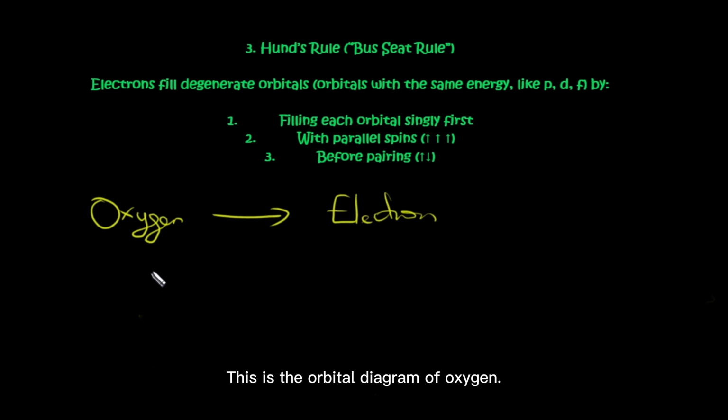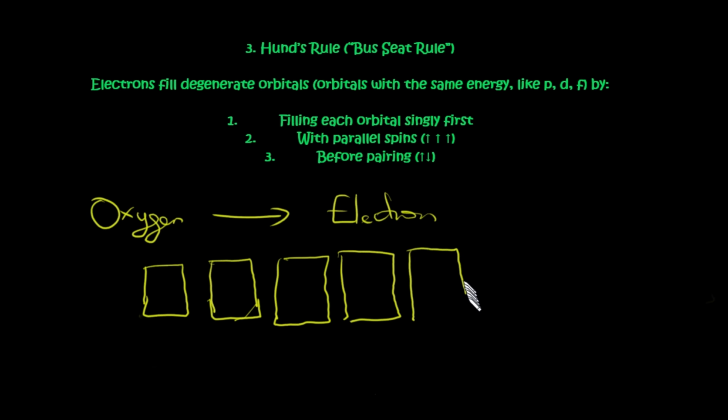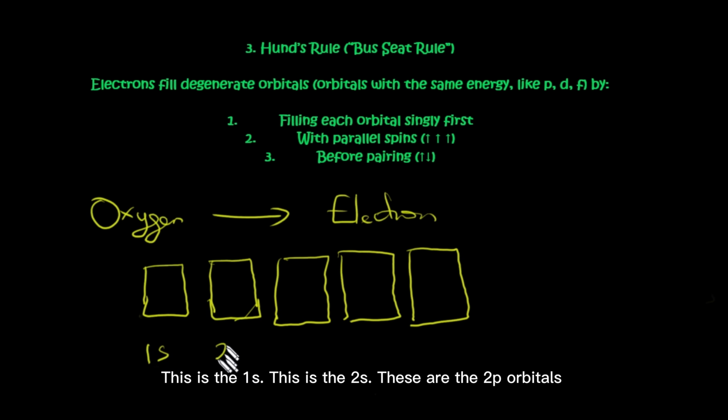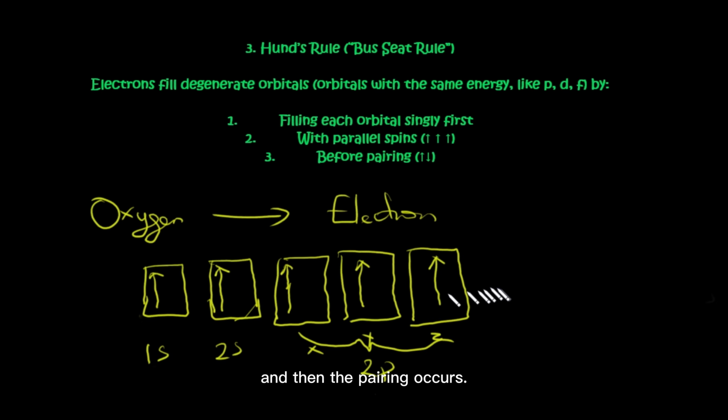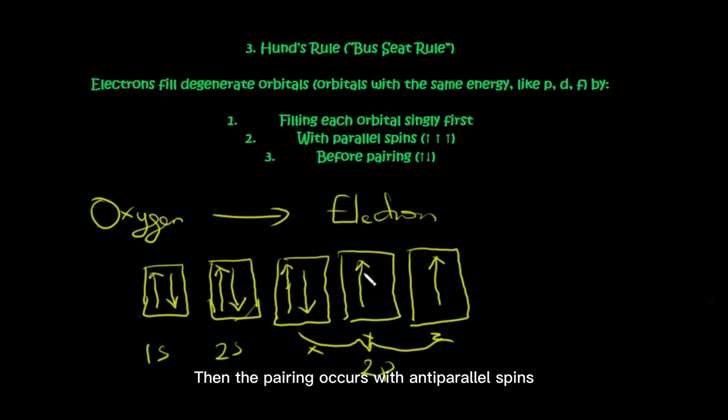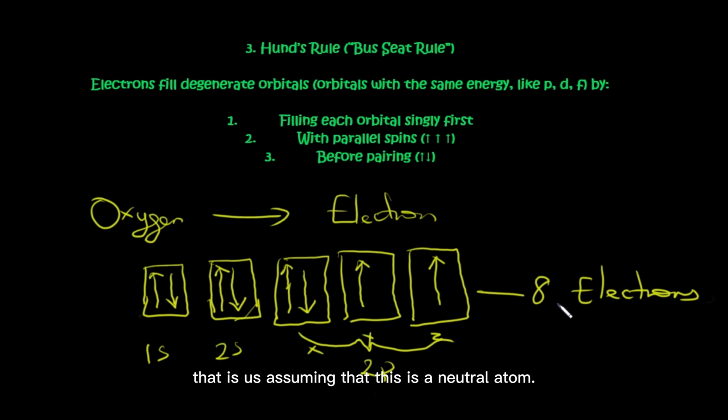This is the orbital diagram of oxygen. That's 5 orbitals. This is the 1s. This is the 2s. These are the 2p orbitals, the x, y, and z. Each orbital will fill singly first with parallel spins. They have filled singly first with parallel spin, and then the pairing occurs with anti-parallel spins, which obeys the Pauli exclusion principle. So this is 8 electrons. That is also assuming that this is a neutral atom. So this is what Hund's Rule is all about. Electrons fill each orbital singly first, of course with parallel spin, before pairing occurs.